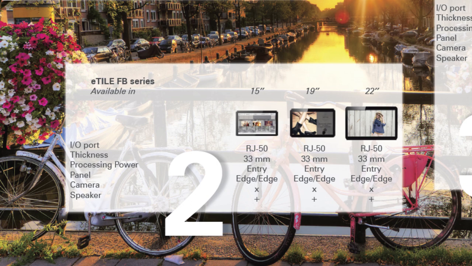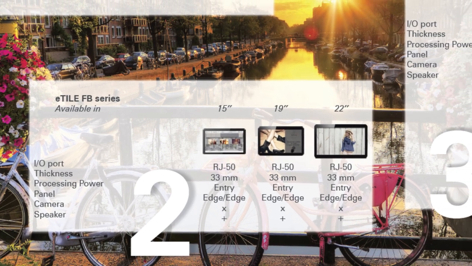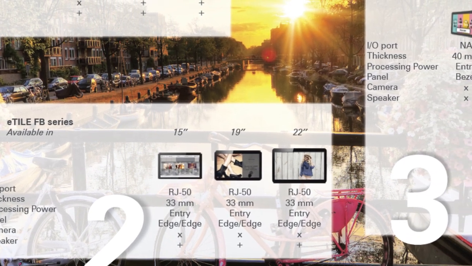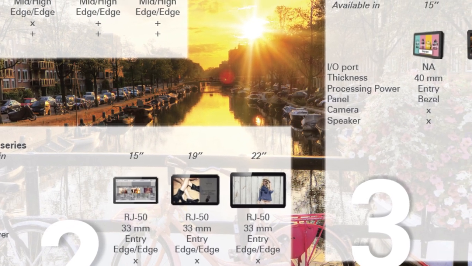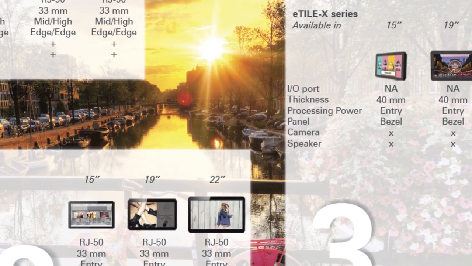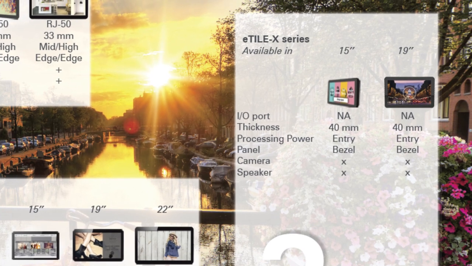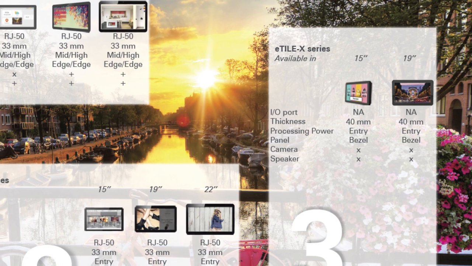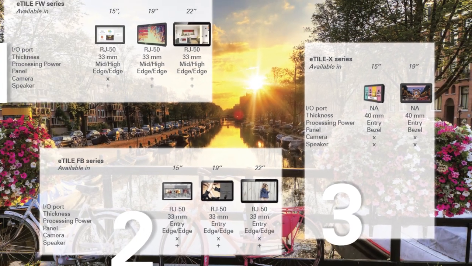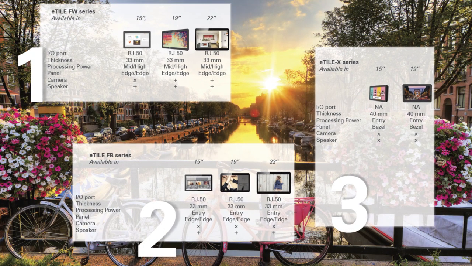The general thing in all the eTILEs is that they have rich I/O ports, so a lot of different I/O ports to connect for connectivity, like the RJ50 for receipt printers or cash drawers or whatsoever. And I think also that's one of the main differences that we mentioned on the eTILE X, where the eTILE X is only available at this moment in 15 and 19-inch models, and both are on the Celeron-based or Braswell-based CPU, so more entry-level and not available in i3 or i5 performance.